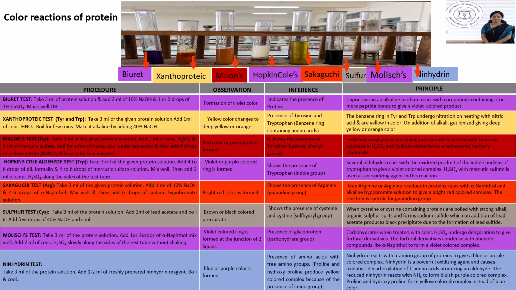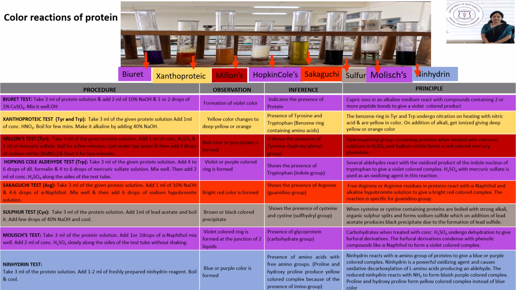Next is Sakaguchi test. This is mainly for arginine. A bright red color is formed, and the reacting group is the guanidino group. The guanidino group of arginine reacts with alpha naphthol and alkaline hypobromite to form a bright red colored complex. Arginine is a semi-essential amino acid.